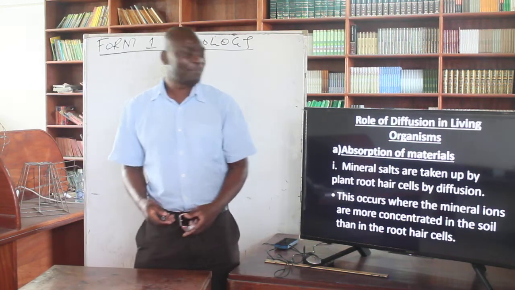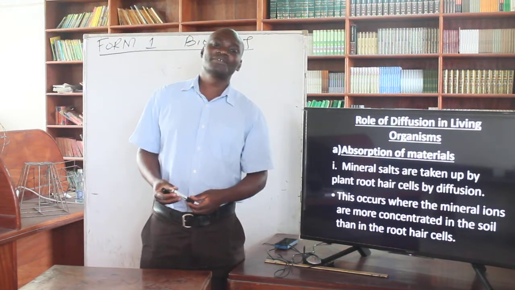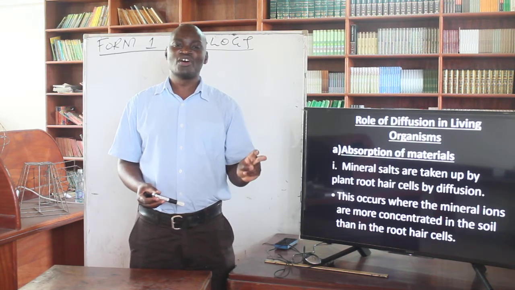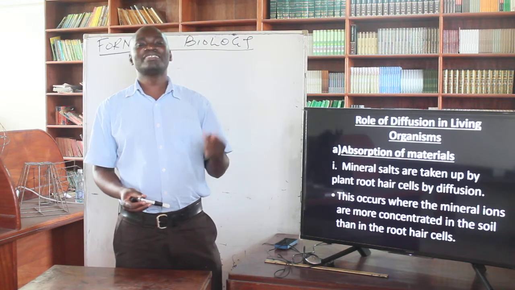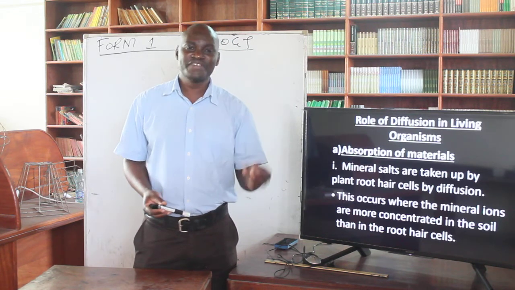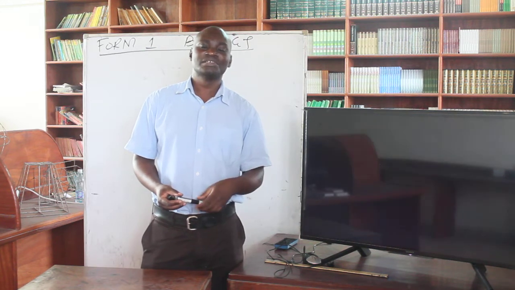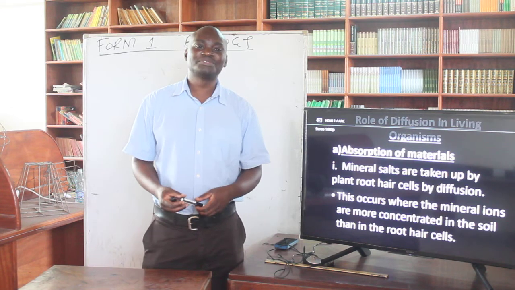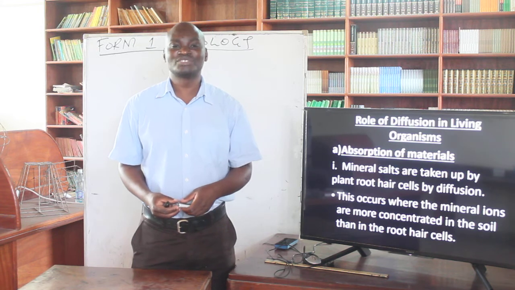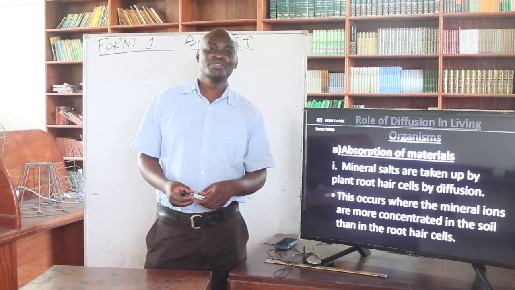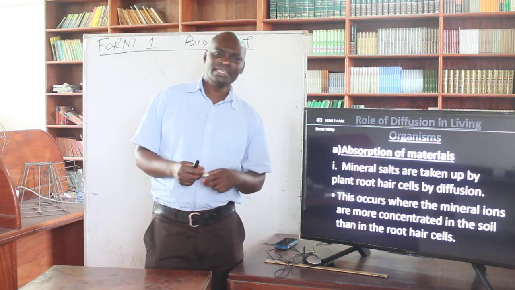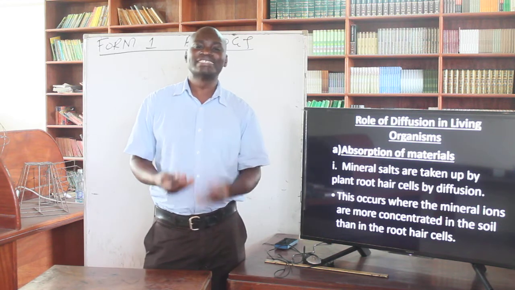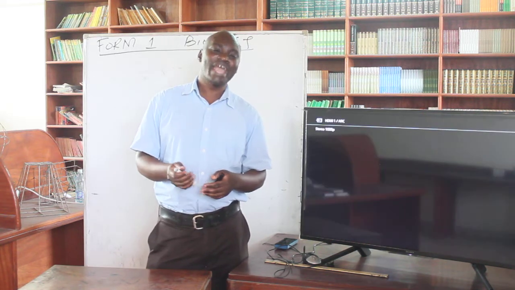And what is absorbed in the plant roots? The plants normally absorb water and mineral salts. And we know that these two substances are very important in the process of photosynthesis. So water and mineral salts are absorbed from the soil by a process called diffusion. This occurs where the minerals are more concentrated in the soil than in the root hairs.